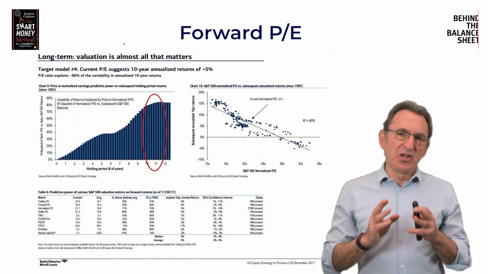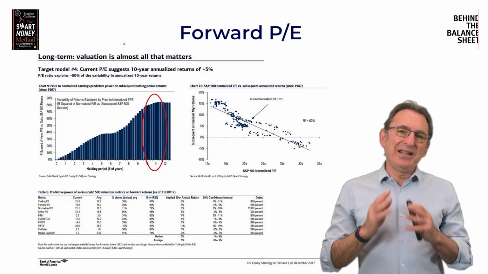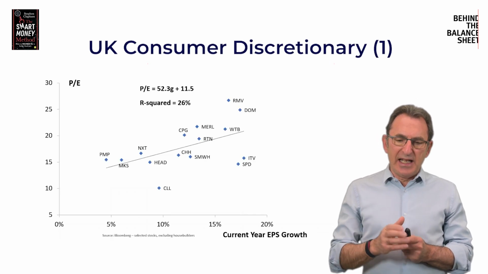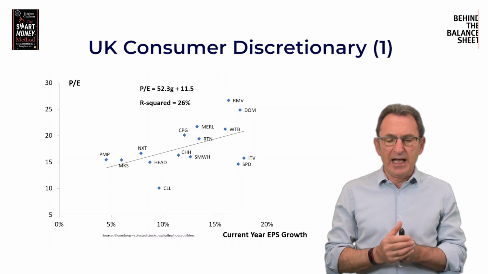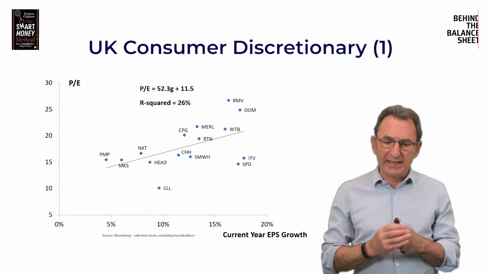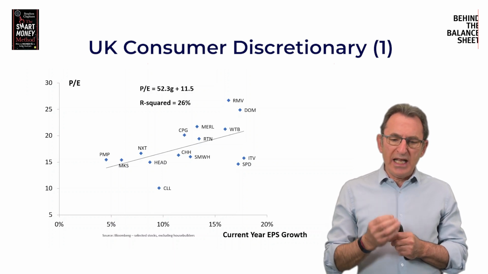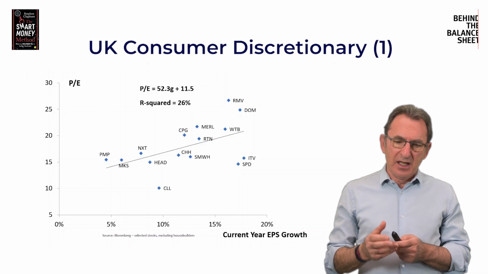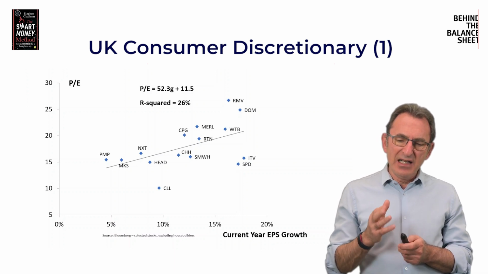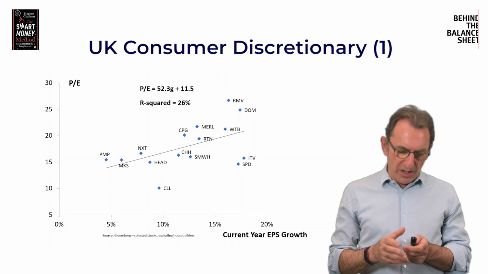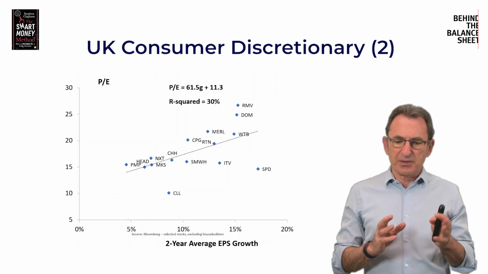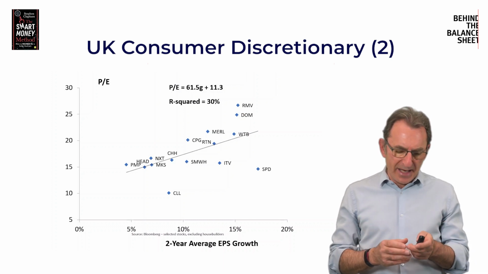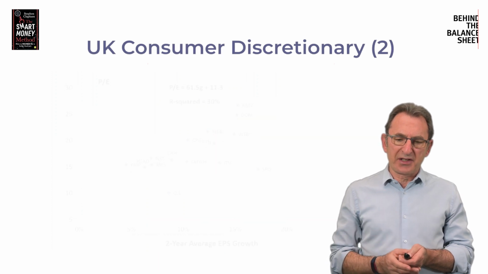We think it's less good when it comes to individual companies, and it needs to be used in conjunction with other measures. It's dangerous to use it on its own. Interestingly, this is the UK consumer discretionary sector, and this is an analysis done by a friend of mine, Adam Rackley at Cape Wrath Capital. And what he showed was that, in fact, the PE had very limited relationship to the current year EPS growth, or even the 2-year average EPS growth. I was slightly surprised by this because I would have expected there to be a better R-squared factor for it.